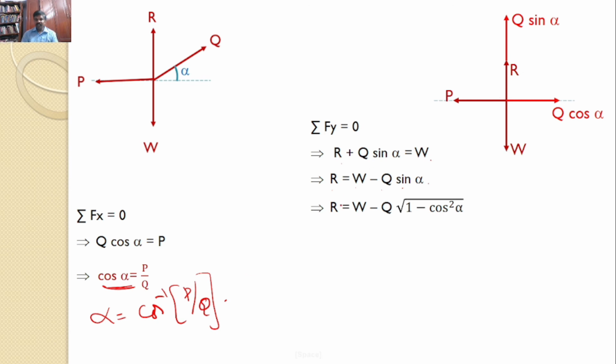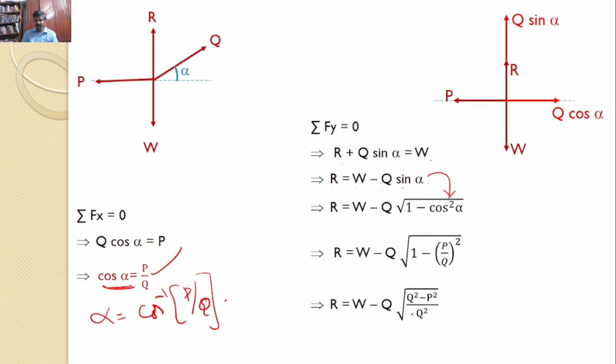How can we find it? R is equal to W minus Q into square root of 1 minus cos square alpha, because sin alpha is the square root of 1 minus cos square alpha. And you know that cos alpha is equal to P by Q. You can substitute here: W minus Q into square root of 1 minus P by Q whole square. Upon simplification, you will get R is equal to W minus root of Q square minus P square. Hence, alpha is equal to cos inverse of P by Q and R is equal to W minus root of Q square minus P square are the answers for this problem.